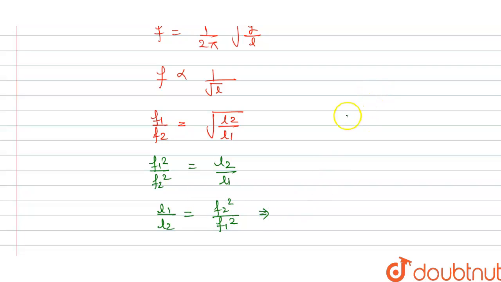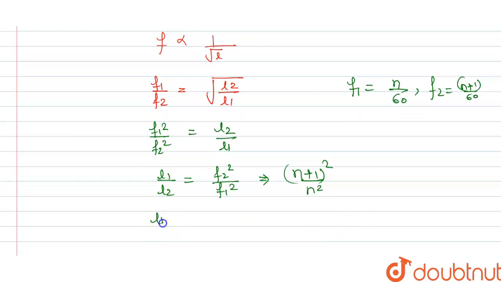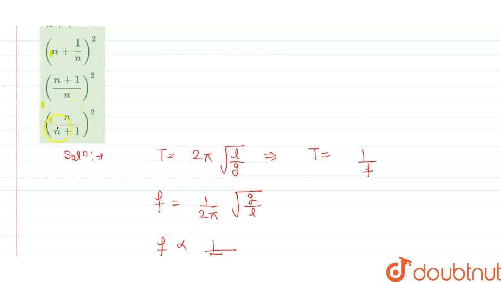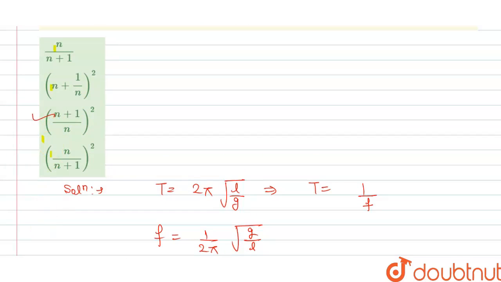So from this we can write here frequency 1 is n divided by 60 and frequency 2 is n plus 1 divided by 60. By dividing, 60 and 60 will cancel out. So this is n plus 1 whole square divided by n square. So we have the length ratio L1 divided by L2 is n plus 1 square divided by n square, and this is the answer for the question. Now we check which option is correct here. Option C is correct.